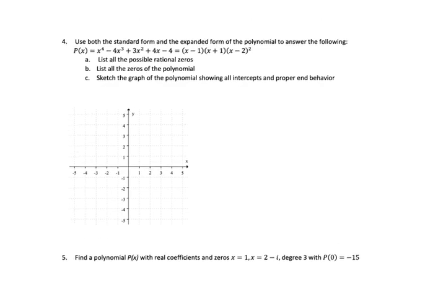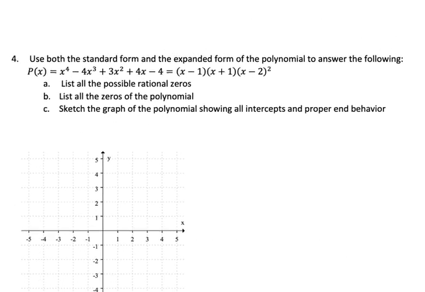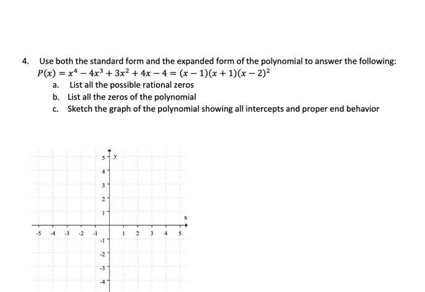Okay, question number 4. For part A, given p of x, this is the general form, this is the factored form. So given p of x, list all of the possible rational zeros. We're going to use the general form for that. Remember, that's the p divided by q.